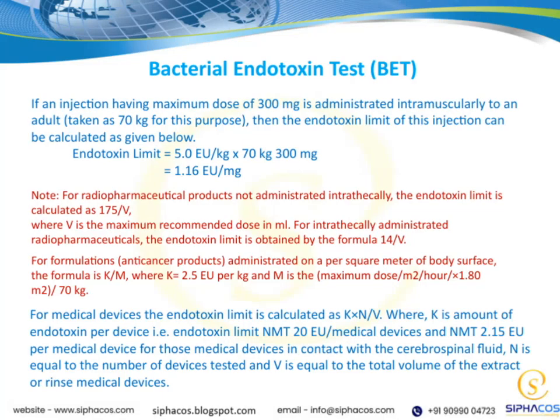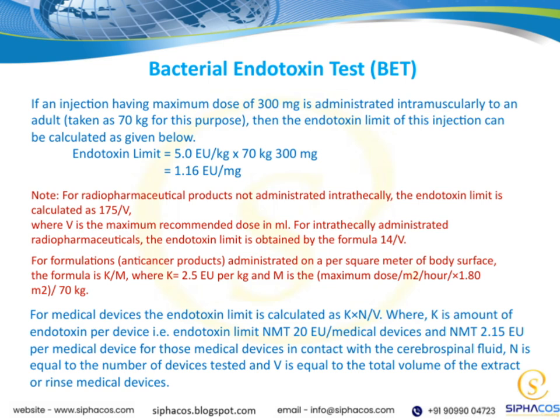Now, let's take a closer look at how the endotoxin limit is calculated for different medical devices. For general medical devices, we use the formula K times N over V, where K represents the amount of endotoxin allowed per device. Specifically, the limit is set at a maximum of 20 EU per device, or 2.15 EU for devices that come into contact with cerebrospinal fluid.